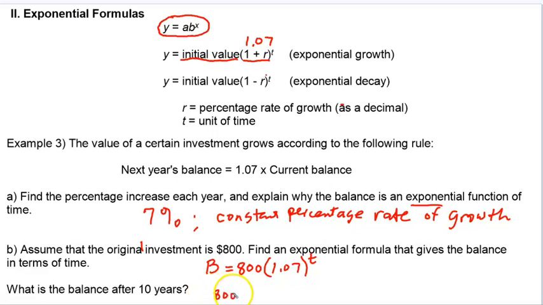So then we'll get specific and we'll take our formula and we'll replace t with 10 and get the actual amount. All right, so you just grab your calculator and 800 multiplied by 1.07 and then raise that to the 10th power. And we'll round these to the nearest penny. That's 1,573 and 72 cents.